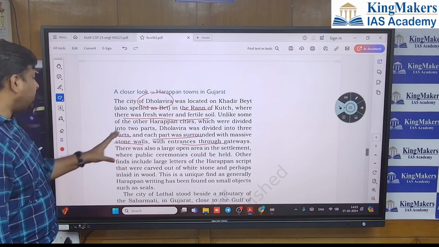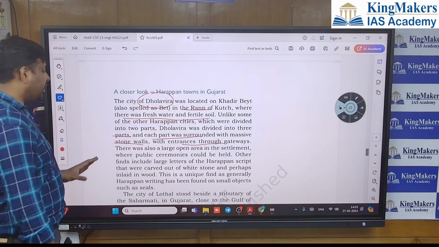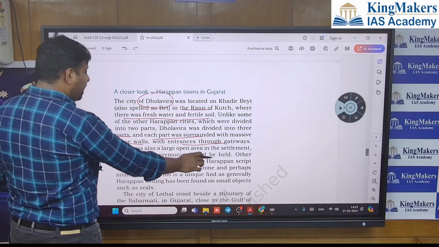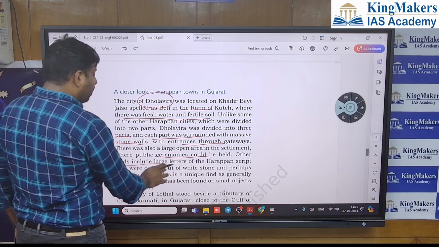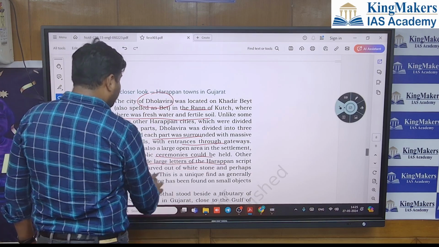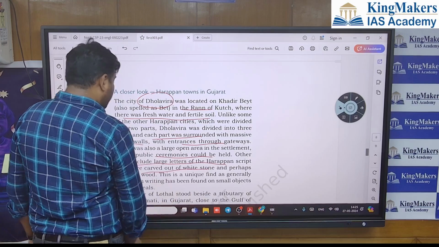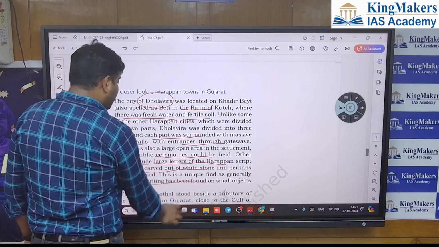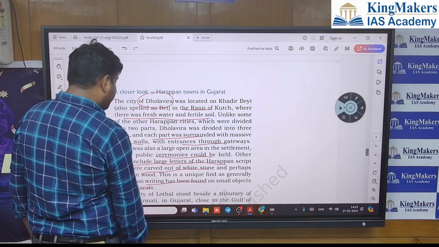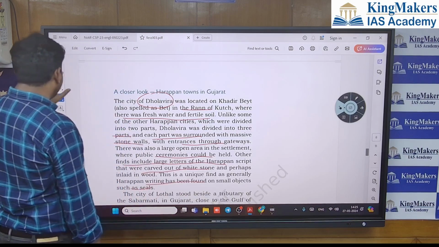So three towns were there, and a large open area where public ceremonies could be held. Other finds include large letters of Harappan script that were carved out of white stone, perhaps. They did a lot of writing even on small objects. This is Dholavira, and next is Lothal.